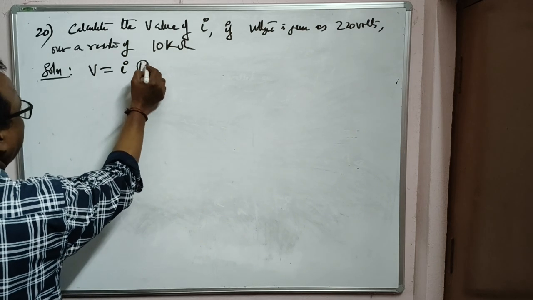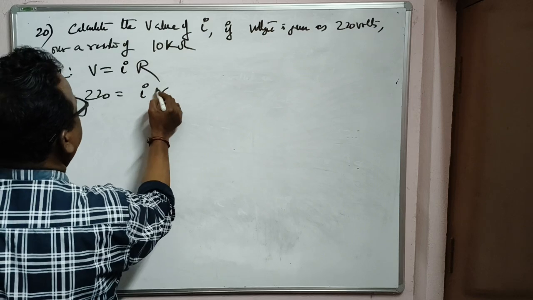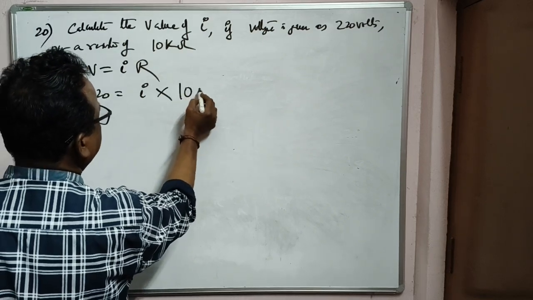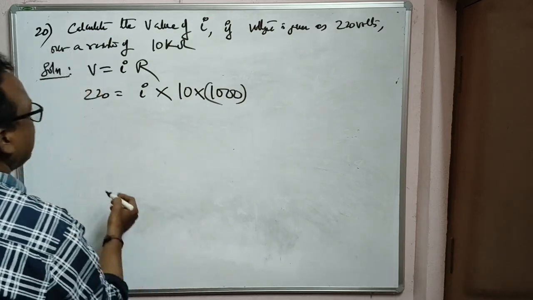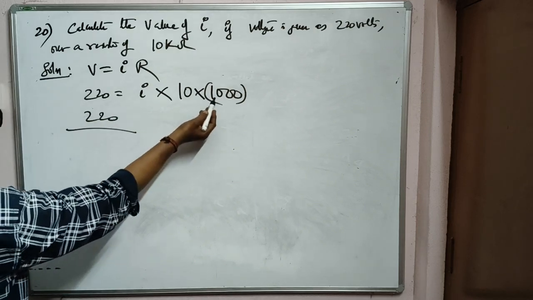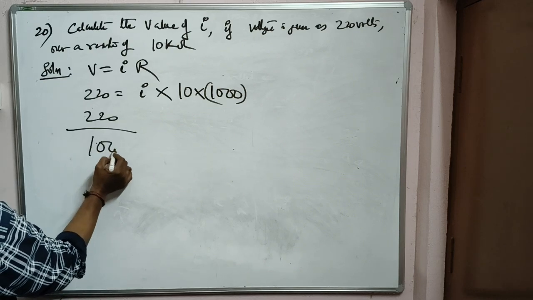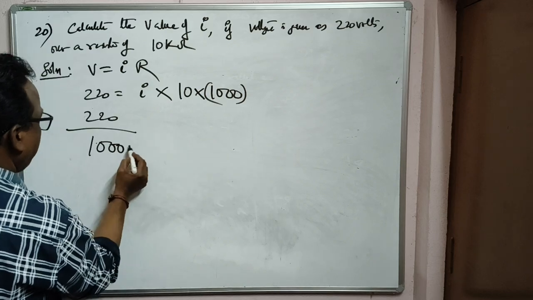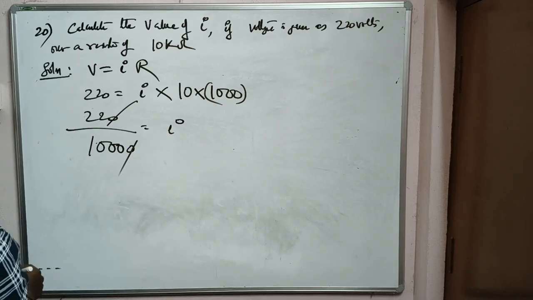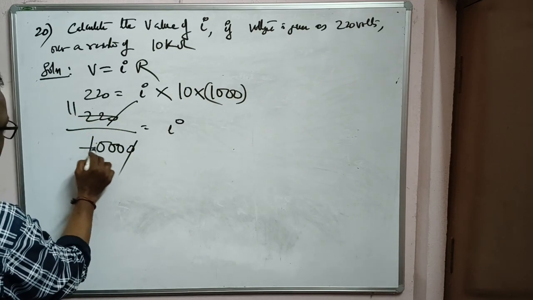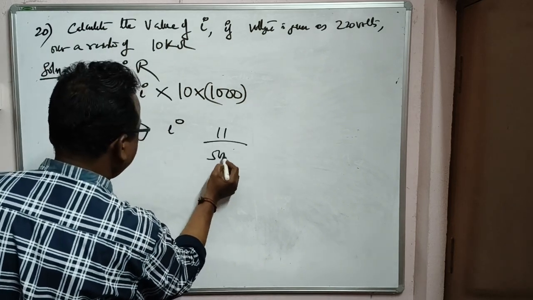V is equal to IR, Ohm's law. So V means 220 is equal to I, which you have to calculate, into R, which is 10 kilo ohms. 10 kilo means 10 into 1 kilo ohm, which is 1000 ohms. Therefore 220 by 10 to the power of 4 is equal to I. Finally, 2 11s are 22, 2 5s are 10, and so finally I got 11 by 500.